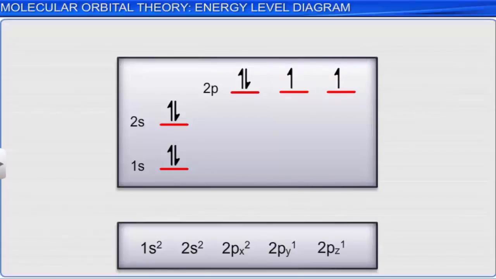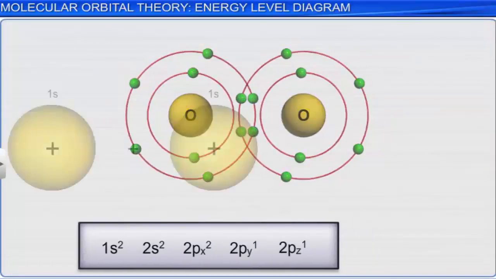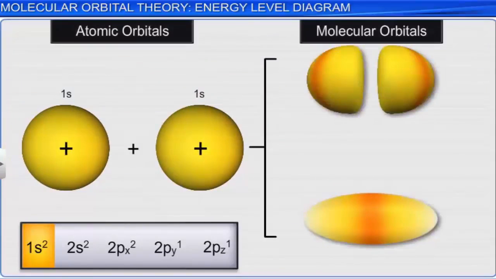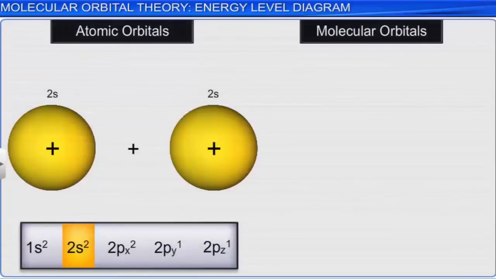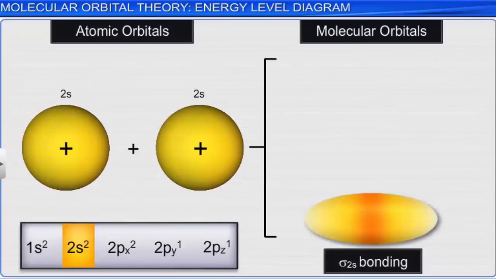When two oxygen atoms come together, their 1s2 atomic orbitals combine to form two molecular orbitals. Their electrons are concentrated along the bond axis. Hence, they are called sigma 1s bonding and sigma star 1s anti-bonding molecular orbitals. The two 2s orbitals combine to form sigma 2s bonding and sigma star 2s anti-bonding molecular orbitals.